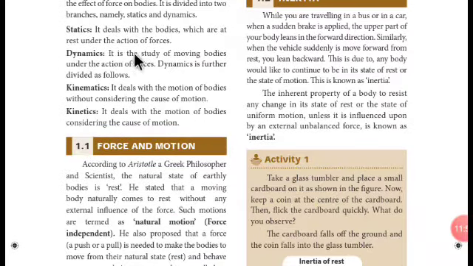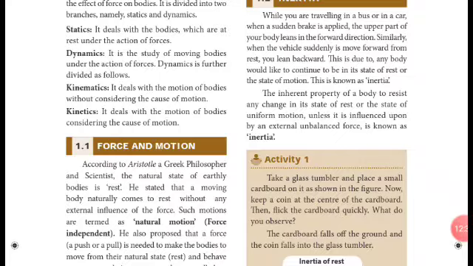So first of all, what is statics? It deals with bodies which are at rest under the action of forces. Take an example. If you are just sitting on your chair, you might think that no force is acting on you, but that's actually wrong. Whether you are doing nothing or doing something, gravitational force is always acting on you. Without gravitational force, you can't stand on this earth. So studying this gravitational force and the normal force acting on you is called statics.